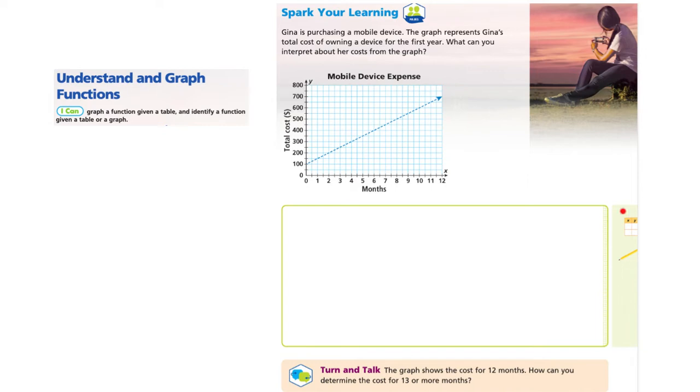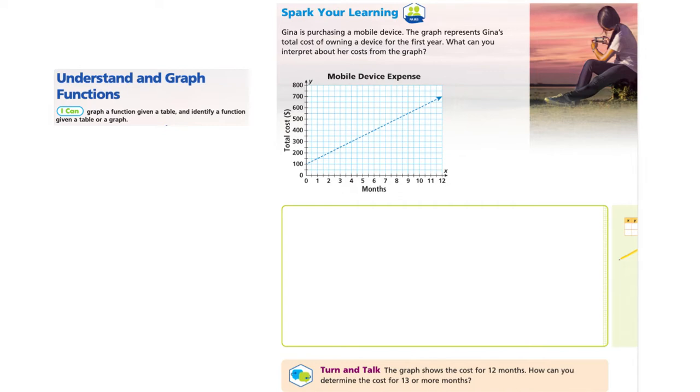And then also notice they suggest that you use a table possibly, and you'll need a pencil. So go ahead and pause and work on this. Think about what you can interpret from looking at the graph. And then we'll come back and look at it together.